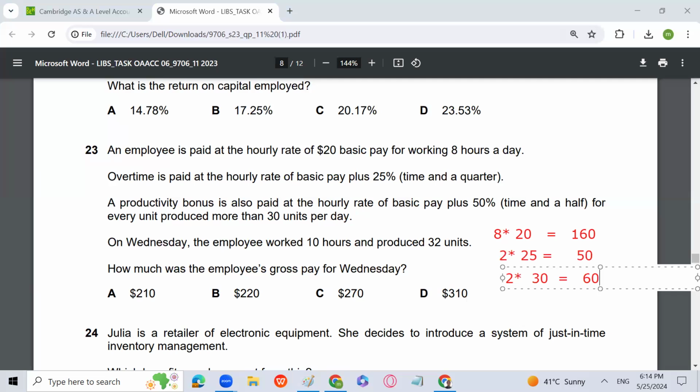So C is the answer. 270 will be the answer for this question. And the gross pay for Wednesday is going to be 270 because you have produced 2 units more than the required limit.